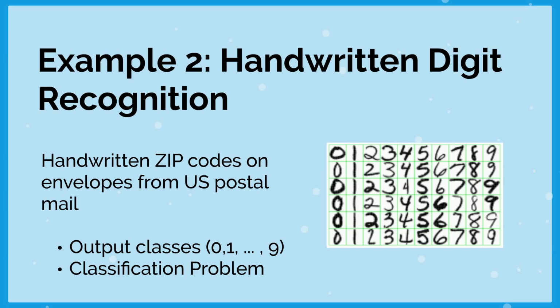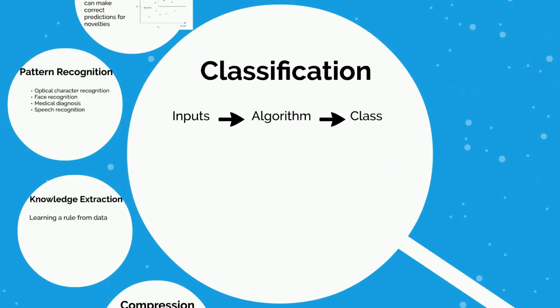So let's talk a little bit more about what classification algorithms entail. In classification, you have your inputs, you have your algorithm, and then your output is going to be a class. A lot of these algorithms are going to be defined by the type of output that they produce. So classification, you have a qualitative output, and this is the defining feature of a classification algorithm.